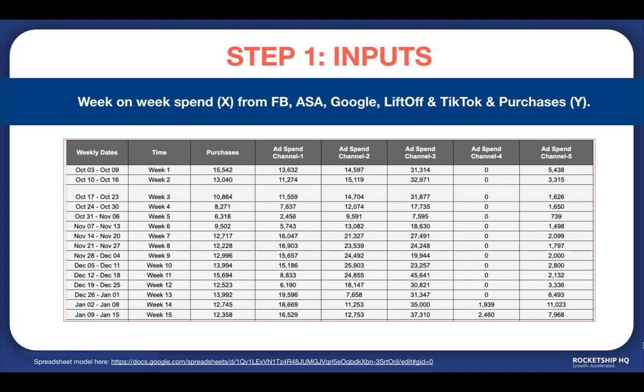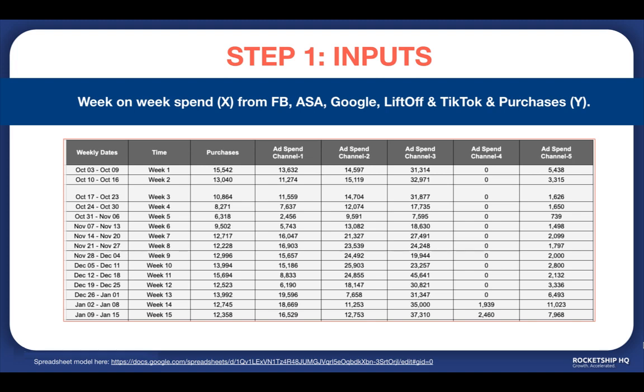Moving forward, the number one step that we need to do here is inputs. As you can see in the screenshot here, we have Y, which is the known data that we would like to forecast. In this case, it's sales. And then the X data from X1 to X5, which is the known data that we have, the spending from multiple channels. X1 to X5 can be channels like Facebook, Google, Liftoff, ASA, TikTok, or any other channels you are spending on.